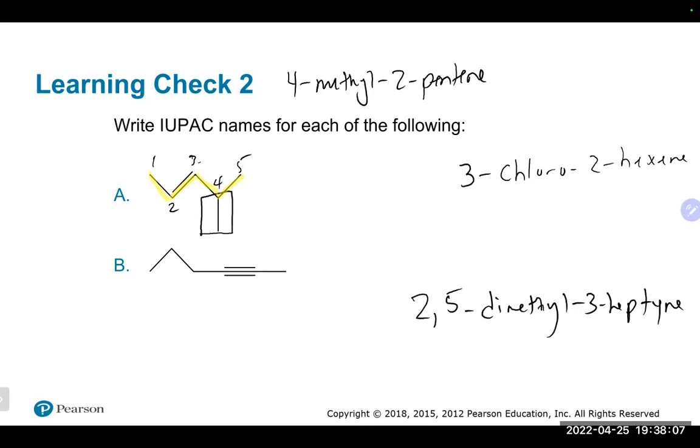If you happen to run into a tie, whichever way you go, it's the same number, then you would want to go to the next important thing, which would then be the groups that are attached, whichever way we give those groups the smallest number. But if there's no tie and one way is a smaller number for the double bond or triple bond, you want to go that way for sure. Other questions?